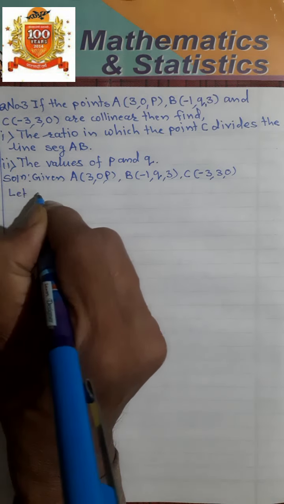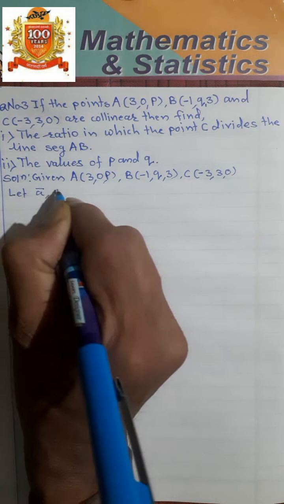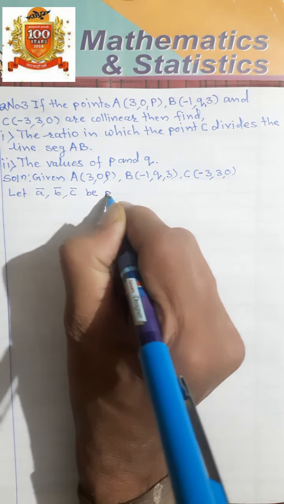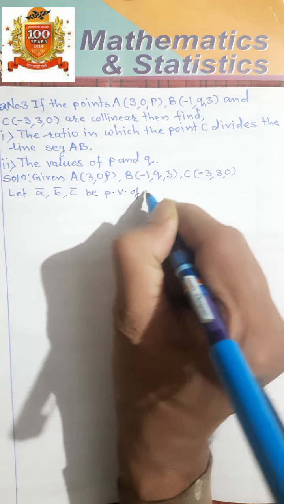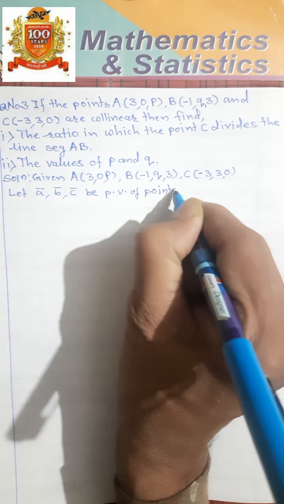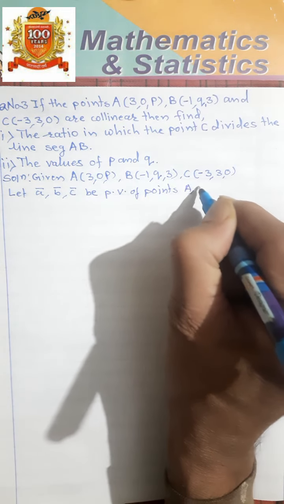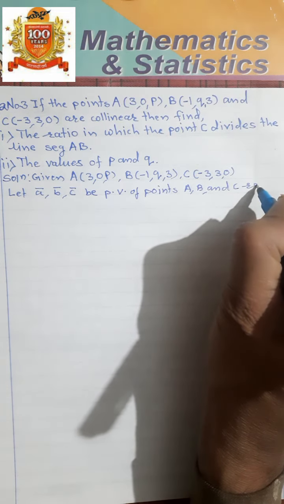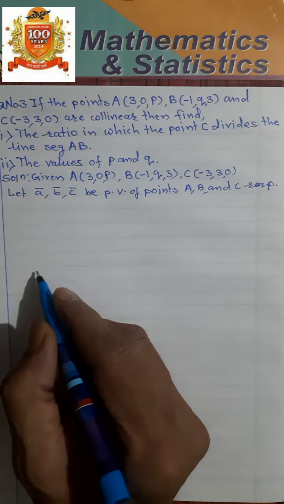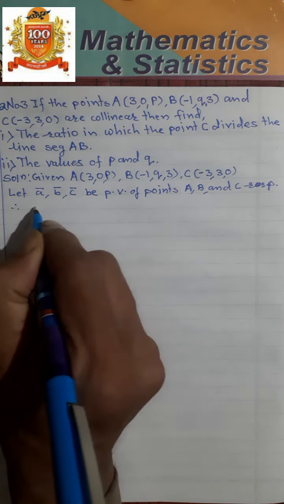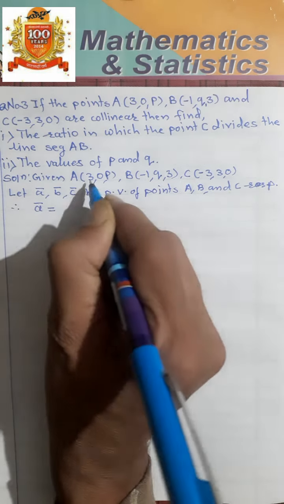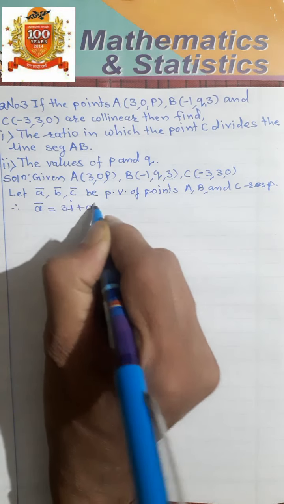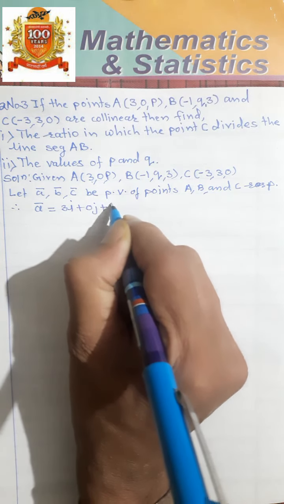Let a bar, b bar, c bar be position vectors of points A, B and C respectively. Therefore, a bar is equal to 3i plus 0j plus pk.